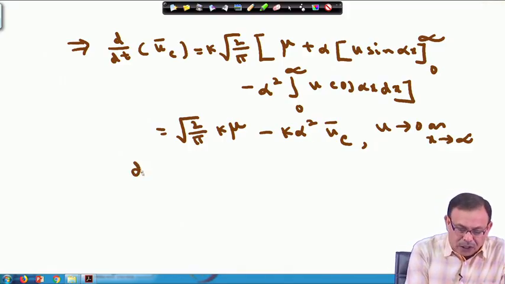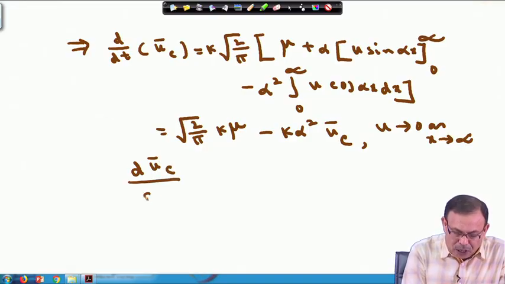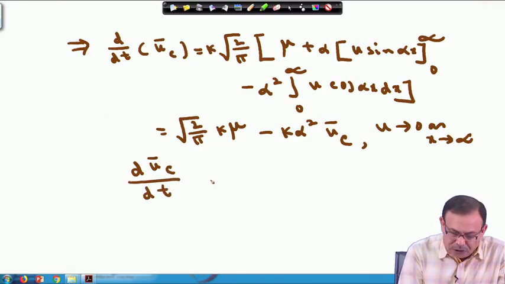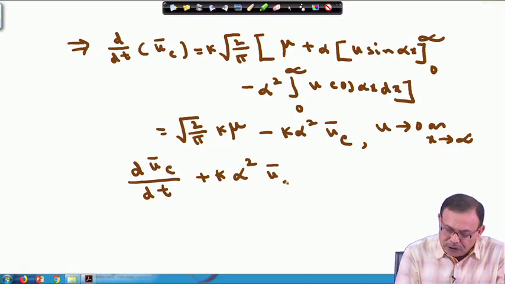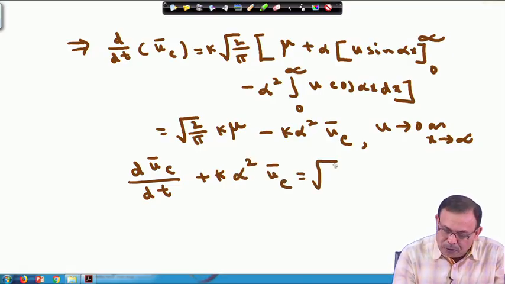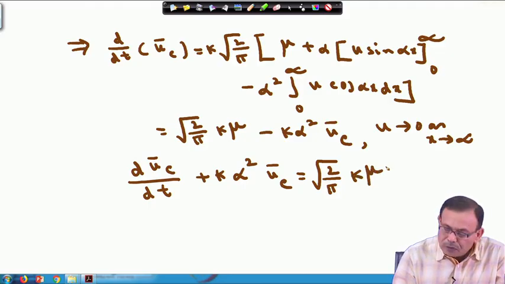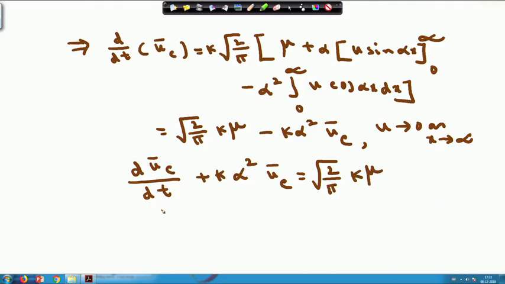So that the equation now I can write down as d u bar c/dt plus k alpha square u bar c equals root over 2 by pi into k mu. So, basically your PDE is converted to an ODE only, a first order ODE only, and I have to find out the solution of this.